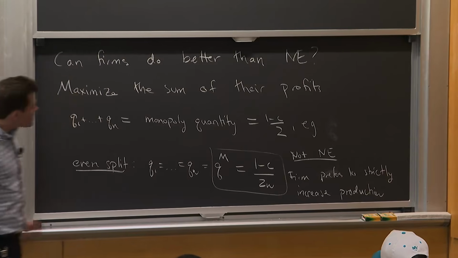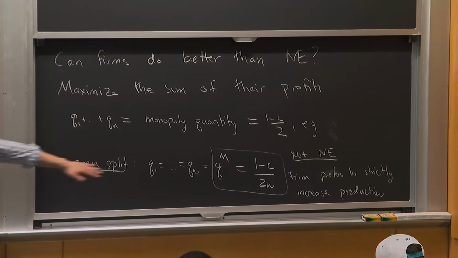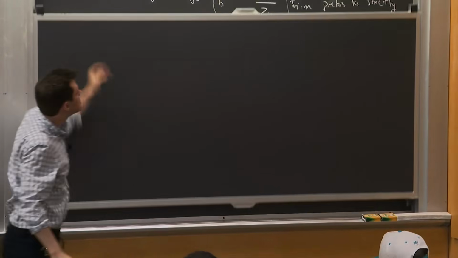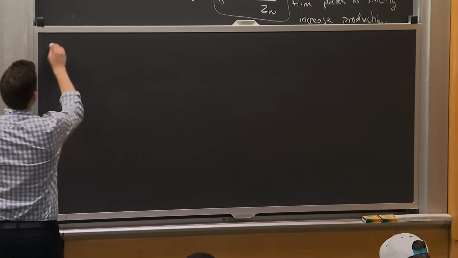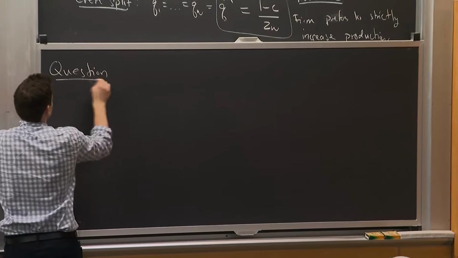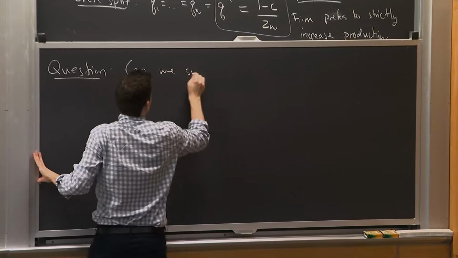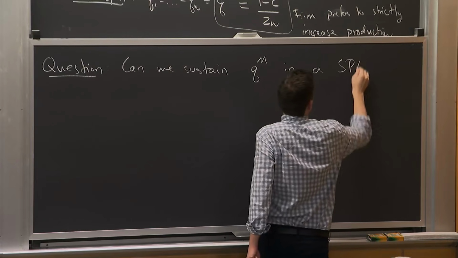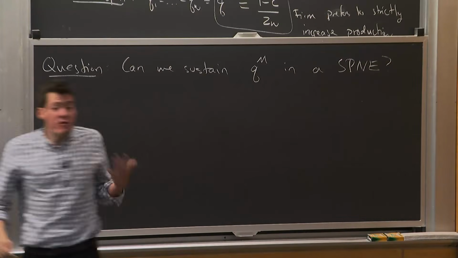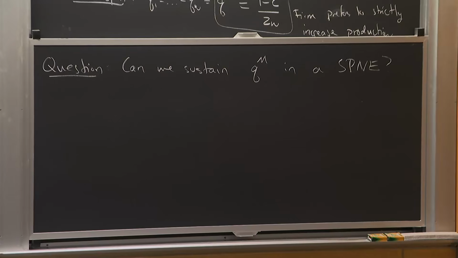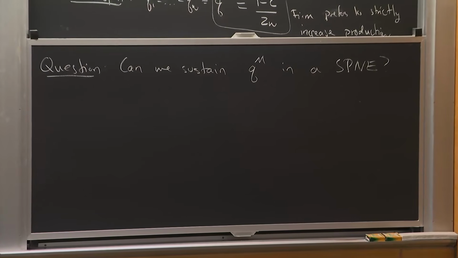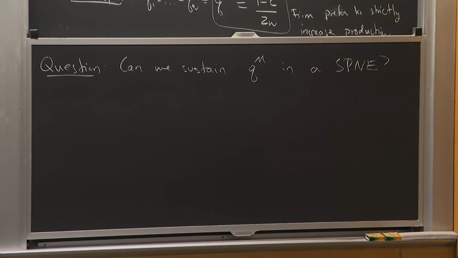All right, so now the question is, can we sustain the monopoly levels in an equilibrium? So we're all better off if every period we produce QM rather than QNE. That would be great for us. It's not clear, though, how we can sustain this in a self-enforcing way, because we already said if we try to do this, one firm can strictly benefit by deviating and producing slightly more.